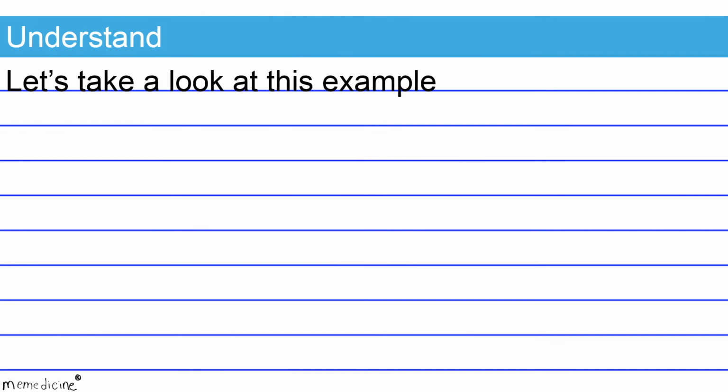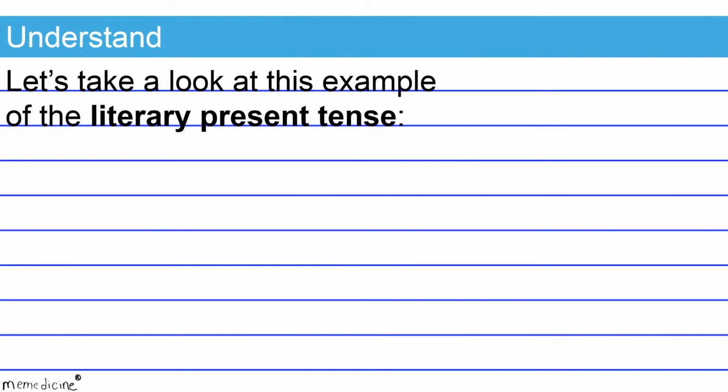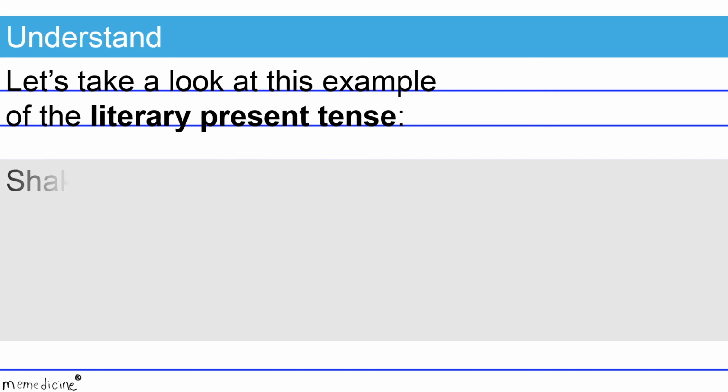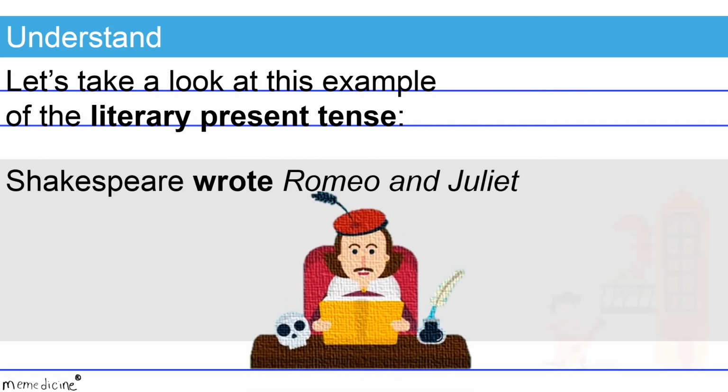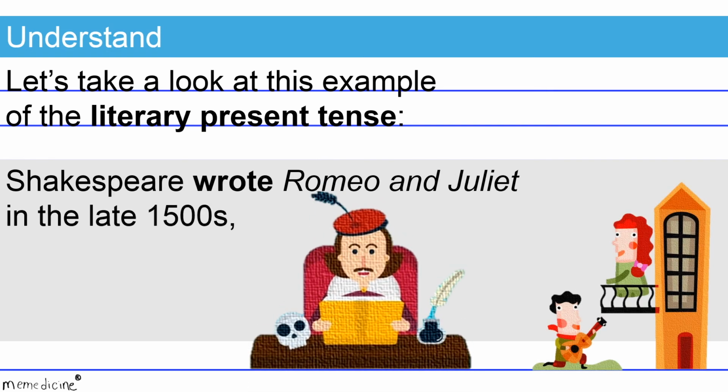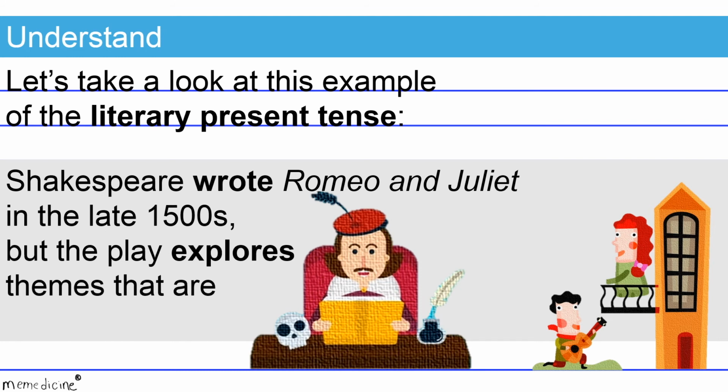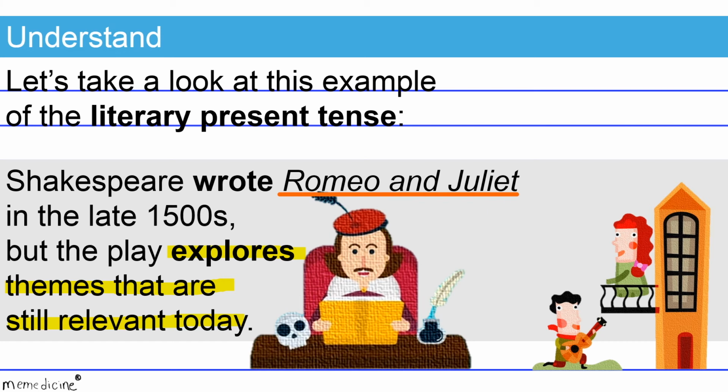Let's take a look at this example of the literary present tense. Shakespeare wrote Romeo and Juliet in the late 1500s, but the play explores themes that are still relevant today. The sentence shifts to the present tense to discuss the nature and contents of the artistic work Romeo and Juliet. This tense shift to the present is appropriate in this instance.